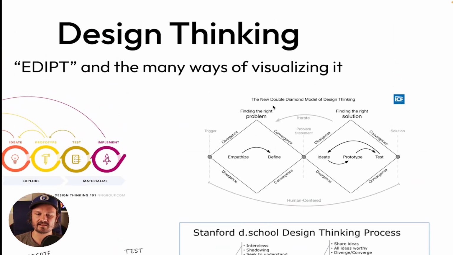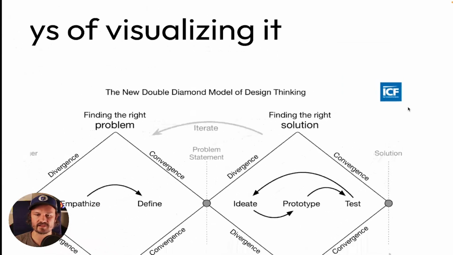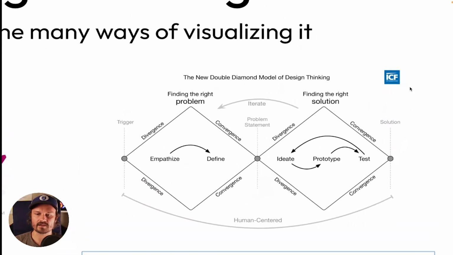This is called the new double diamond model of design thinking, and I snagged this from ICF International. Well, I got it from a Medium article. However, it was developed at ICF. And this is kind of, I think it's also called the smiley face model, because you can almost see a smiley face here. I don't see it that easily unless I'm trying to. However, this is close to being my favorite version of a visual representation of what design thinking is, because it includes notably the divergence and convergence.